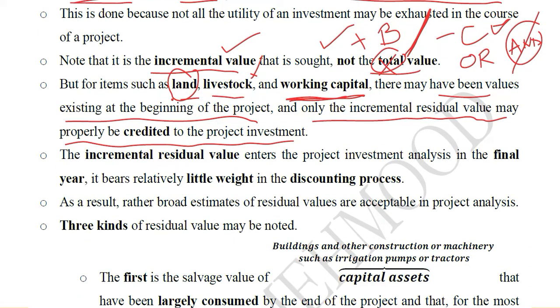The incremental residual value enters the project investment in the final year. So again we are reminded that it's about the final year or the last year, because the project gets completed in the final year, and only then can we have a good idea of whatever is left of those assets. During the project we are not sure, so we wait for the completion of the project and then we analyze the data or observe the assets and try to come up with their incremental residual value.